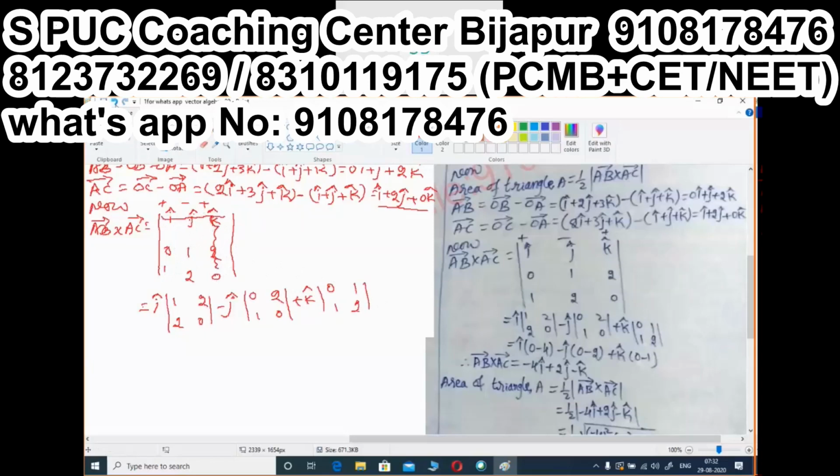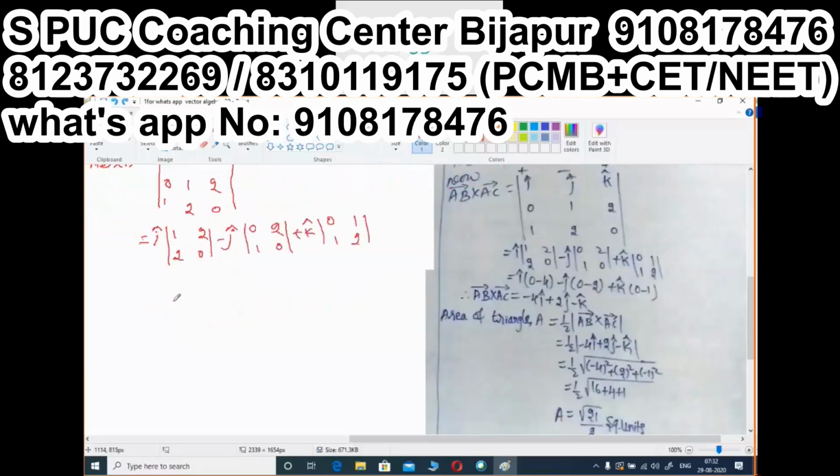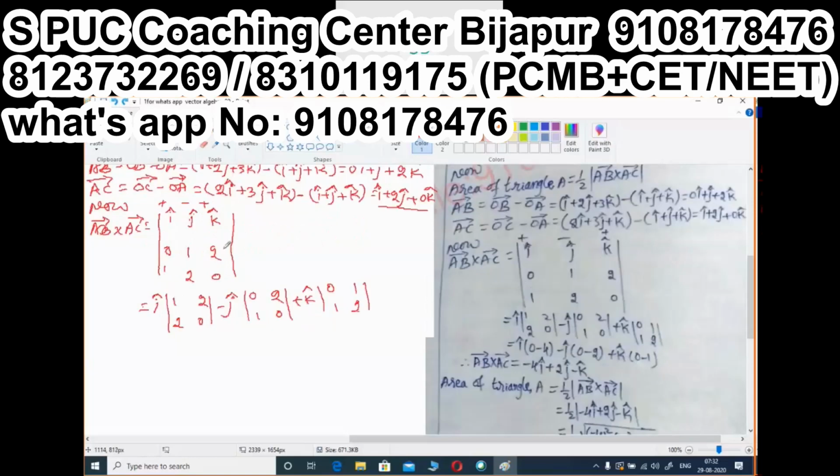Okay, now you do the simplification and what is that AB vector cross AC vector you are going to get. That is I cap of 0 into 0, 0, 1 into 0, 0, minus 2 into 2, so 4, minus 4. Minus J cap of 0 into 0, 0, minus 1 into 2, that is 2, minus 2. Plus K cap of 0 into 2, 0, minus 1, that is 1, minus 1.